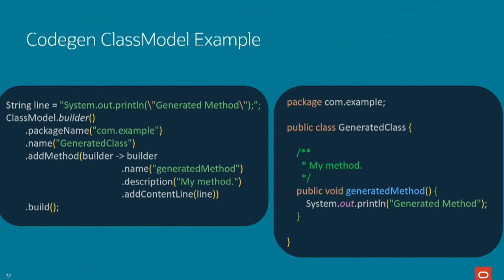Now, imagine that you would like to also add, for example, documentation to the generated code, because that's a great thing to have. And again, it's very simple, just add one method, method description, where we specify the description which should appear in that method. And it automatically generated the whole javadoc structure for us, and we didn't have to do anything other than that.